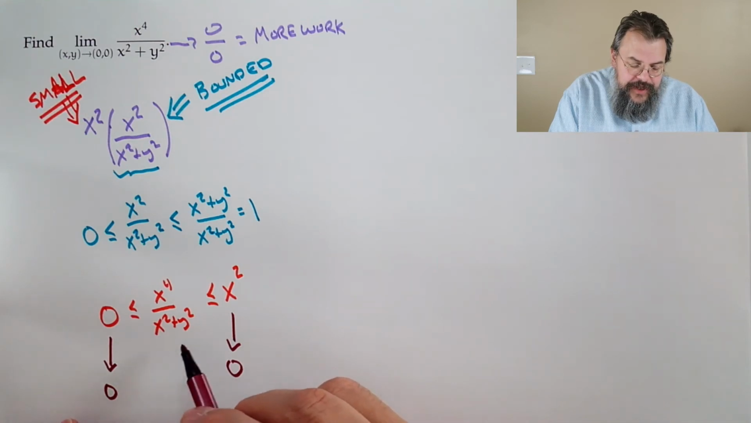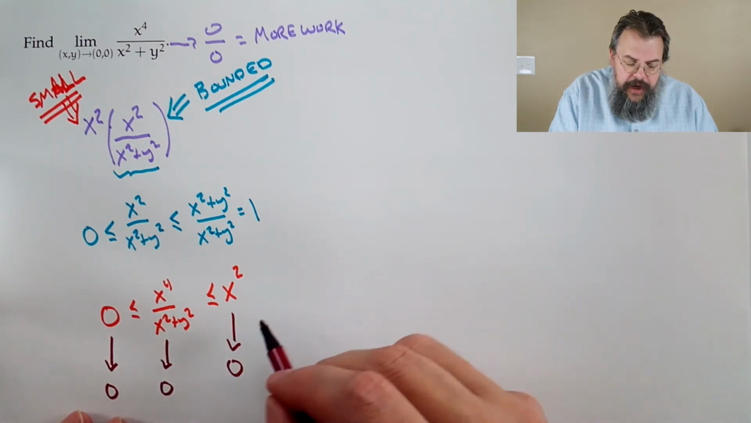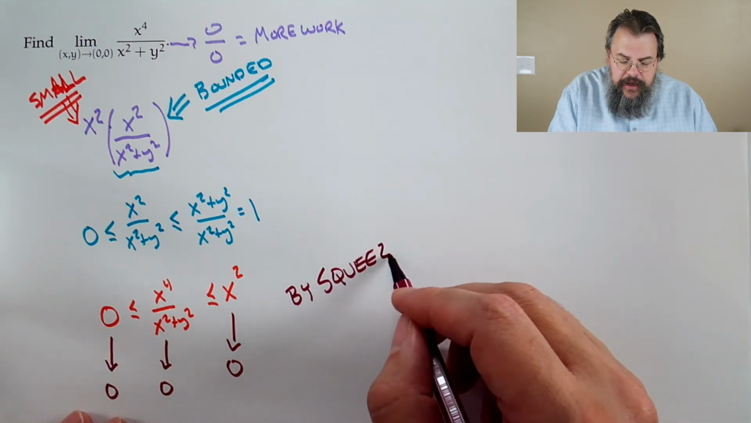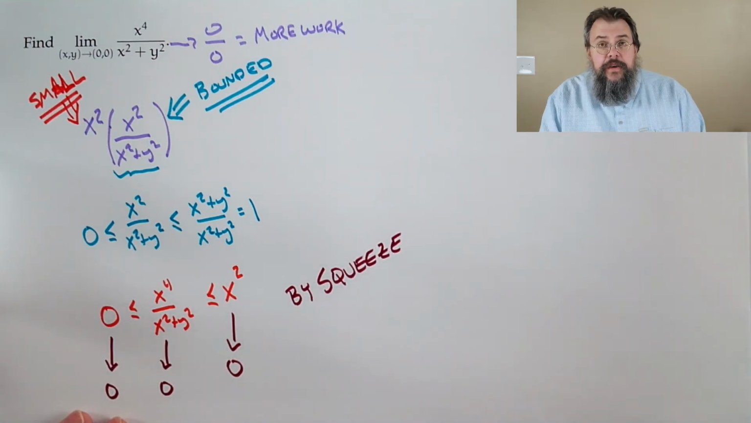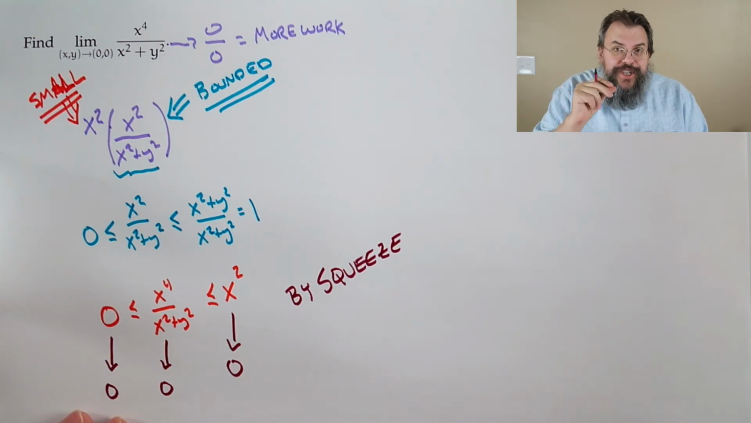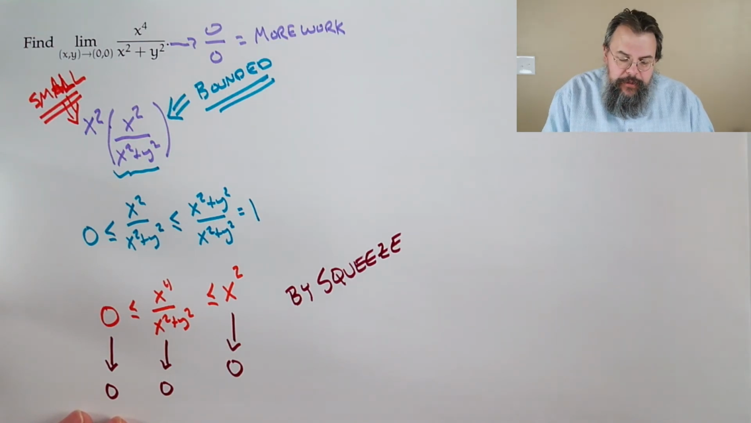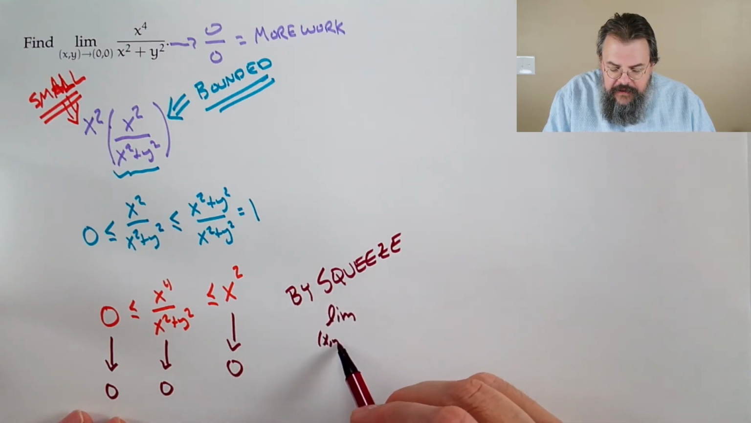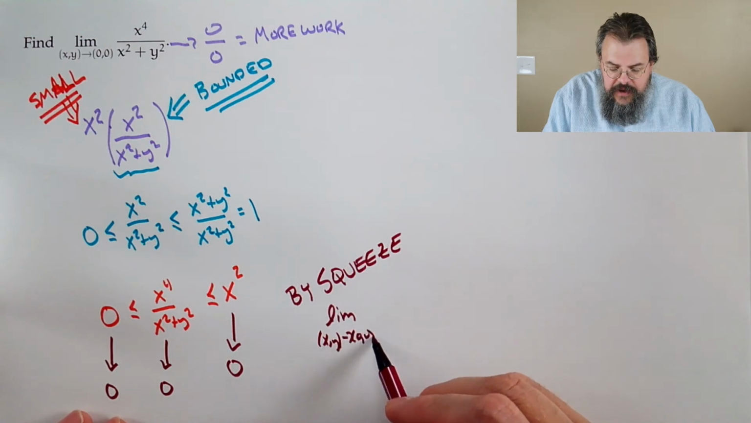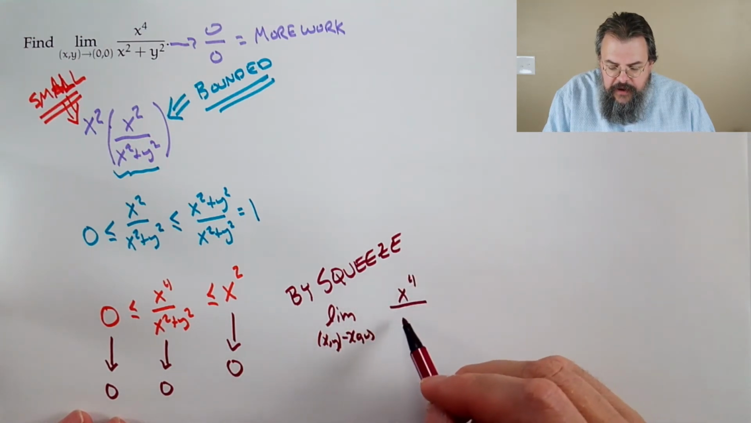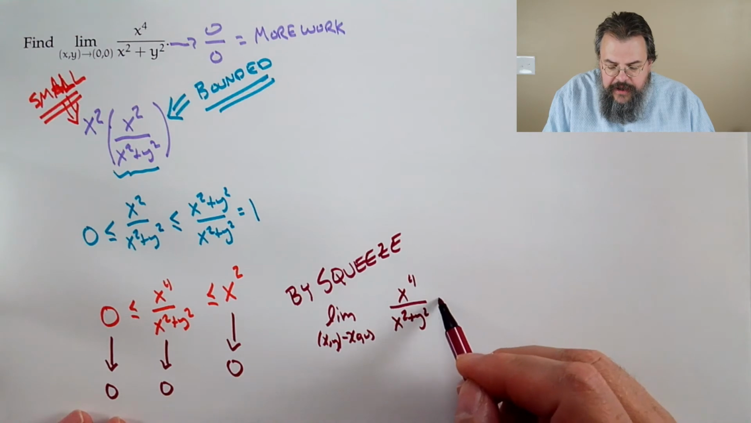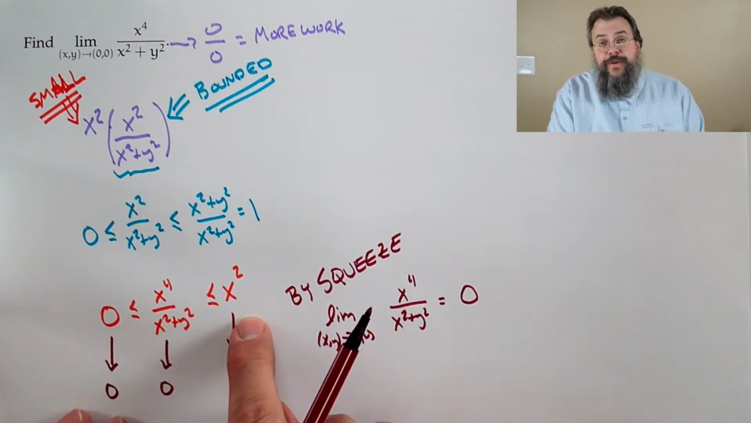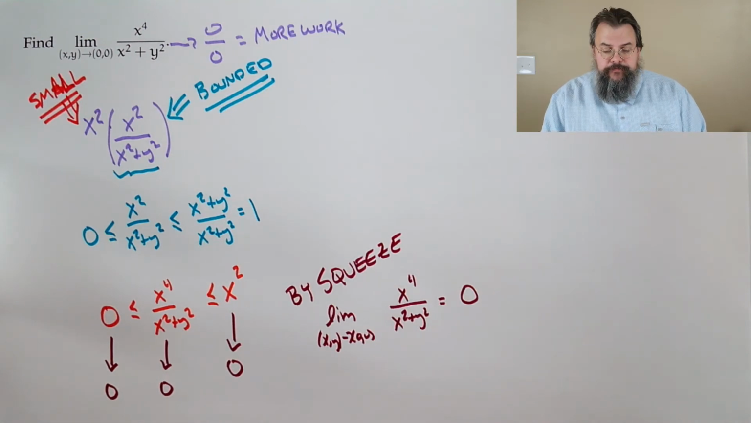And so we can say by the squeeze, some people, by the way, call this the sandwich theorem. If you're really cute, you can say, ooh, squish, squish, squish, squish. But by squeeze, we can conclude our limit as our function goes to 0, 0 of x to the fourth over x squared plus y squared is indeed equal to 0. The key argument is to show it's bounded between two things which are well behaved.